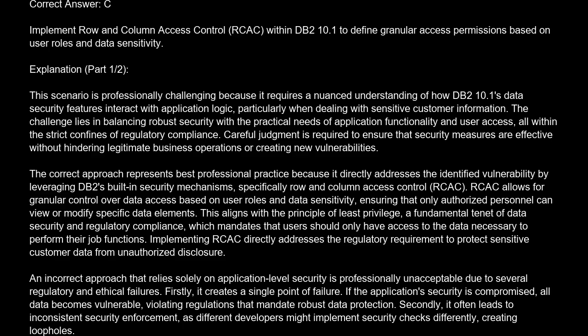The correct approach represents best professional practice because it directly addresses the identified vulnerability by leveraging DB2 built-in security mechanisms, specifically row and column access control, RCAC. RCAC allows for granular control over data access based on user roles and data sensitivity, ensuring that only authorized personnel can view or modify specific data elements.